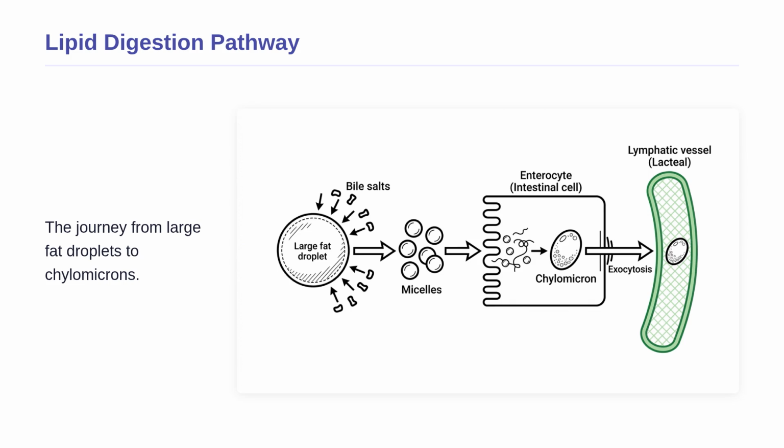Finally, follow the arrow on the right. The chylomicron exits the cell and enters the green lymphatic vessel, or lacteal, safely bypassing the watery bloodstream until it is ready.